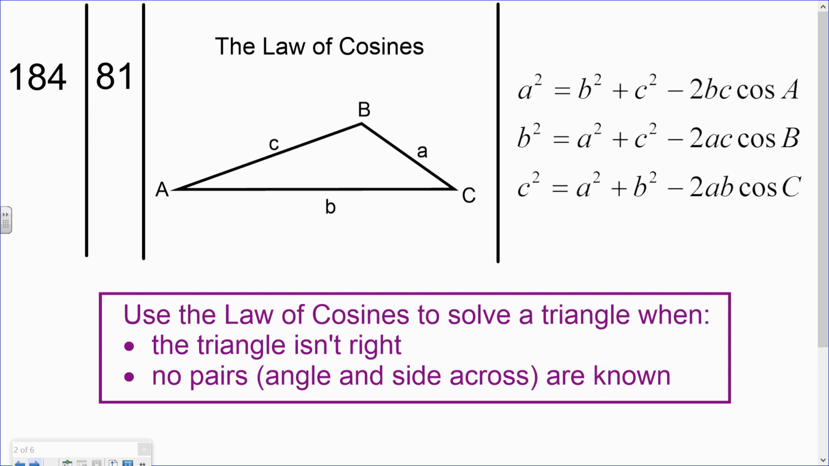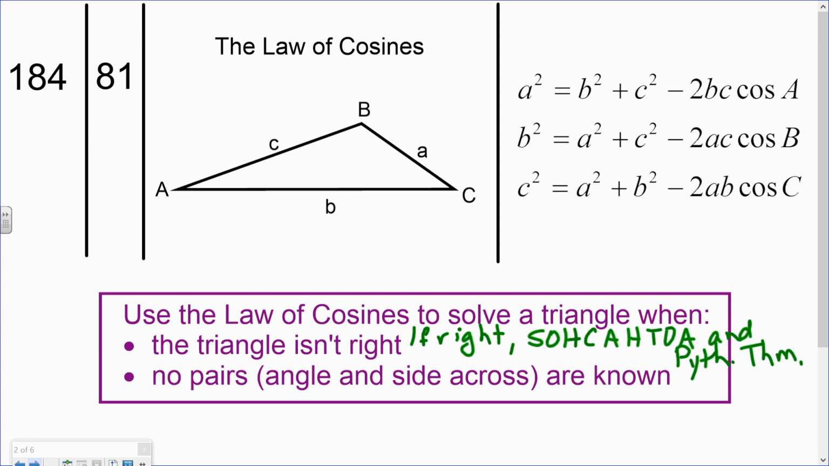If it were a right triangle, what would we do to solve a right triangle? What 2 kinds of things would we use? What's one of them? Pythagorean theorem. And what else do we have with right triangles? Right triangle trig, SOHCAHTOA. So if it is right, we're going to use right triangle trig, SOHCAHTOA, and Pythagorean theorem.